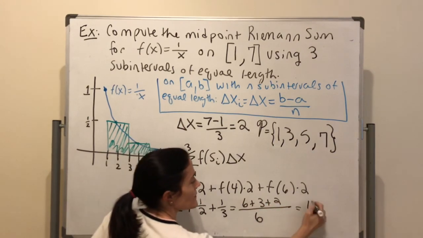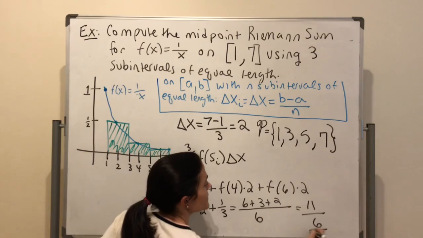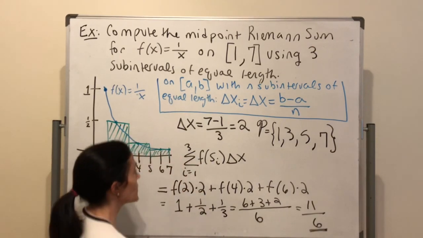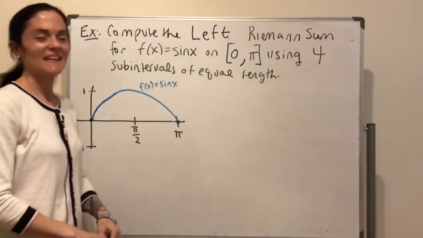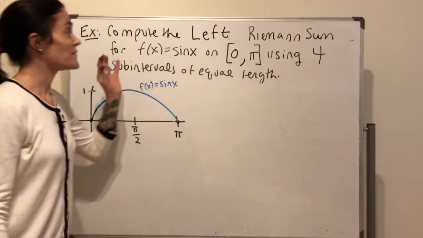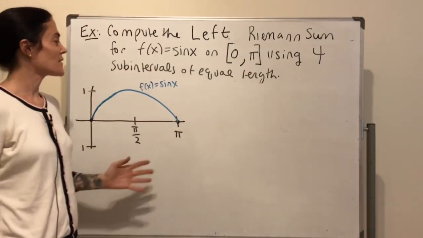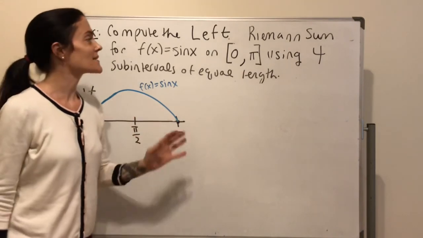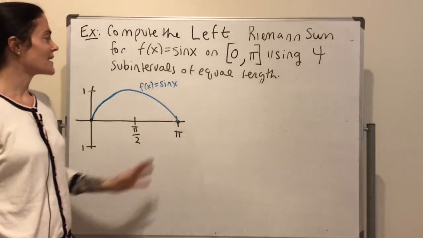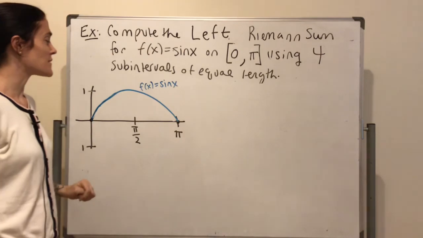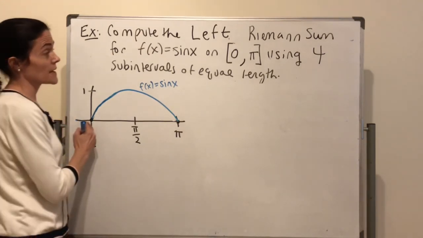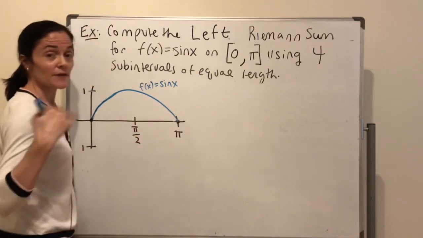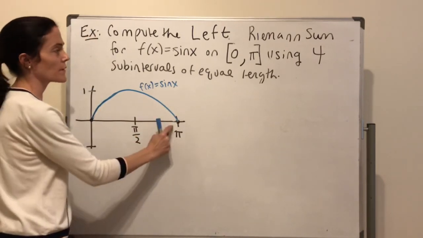This is 11 over 6. So this would be the value of this Riemann sum. Let's compute the left Riemann sum for f of x is sine of x on 0 to pi using 4 subintervals of equal length. Then I have graphed sine of x. We don't need sine on its natural period of 2 pi, just between 0 and pi.